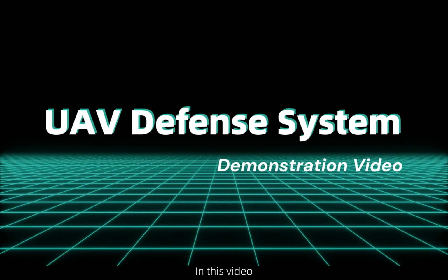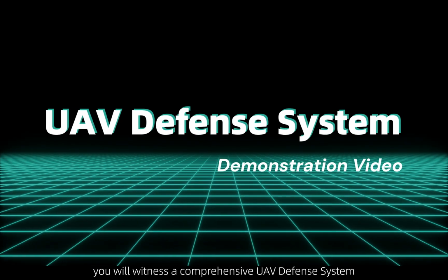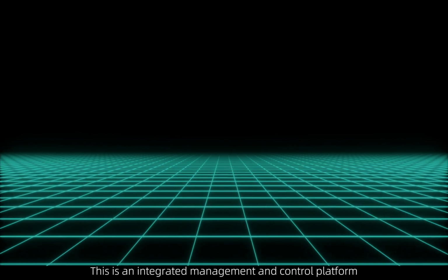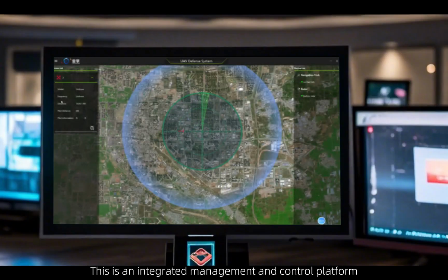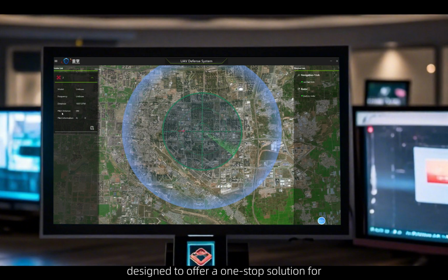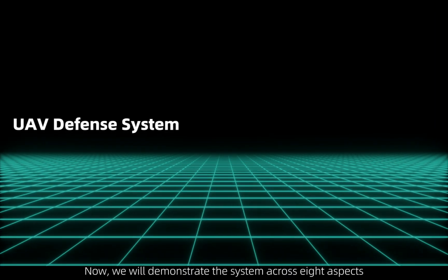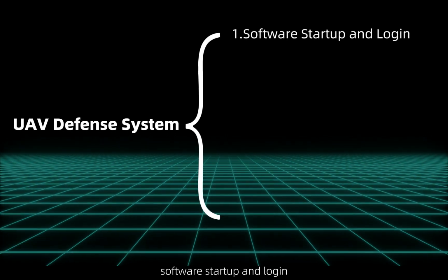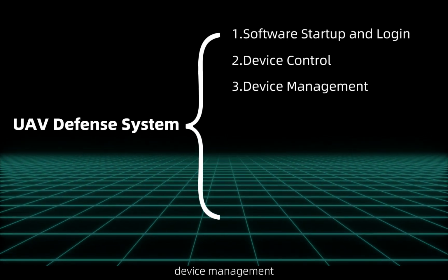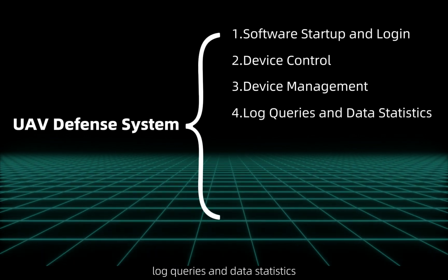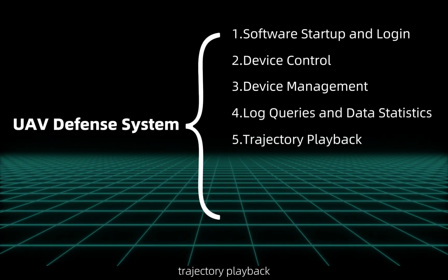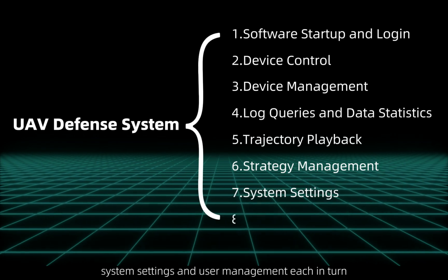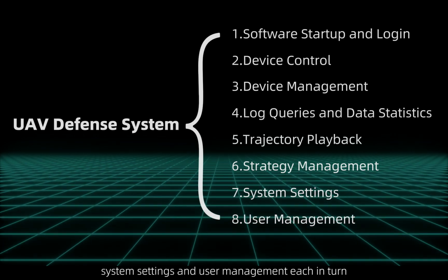In this video, you will witness a comprehensive UAV defense system. This is an integrated management and control platform designed to offer a one-stop solution for UAV monitoring and management. Now, we will demonstrate the system across 8 aspects: software startup and login, device control, device management, log queries and data statistics, trajectory playback, strategy management, system settings, and user management, each in turn.